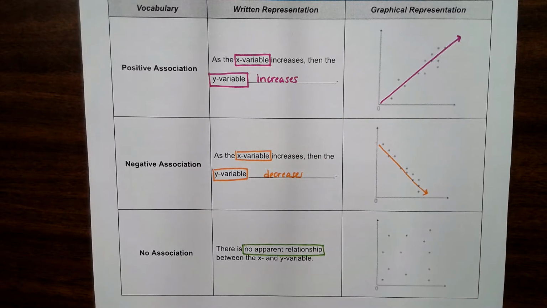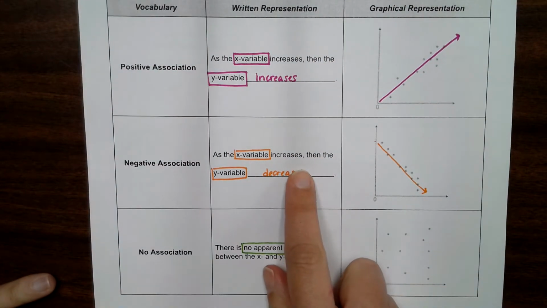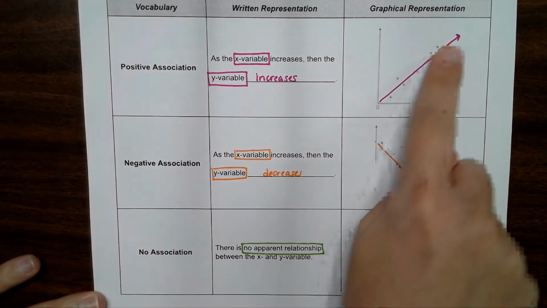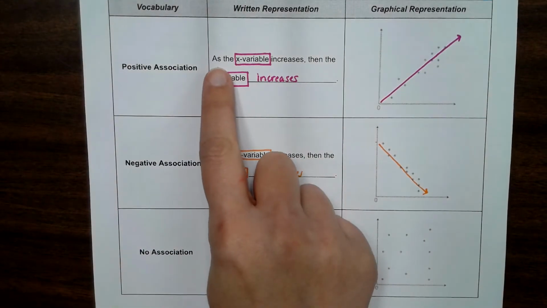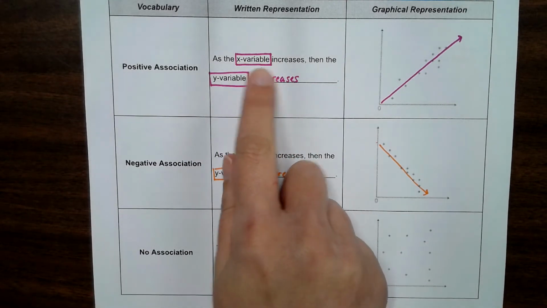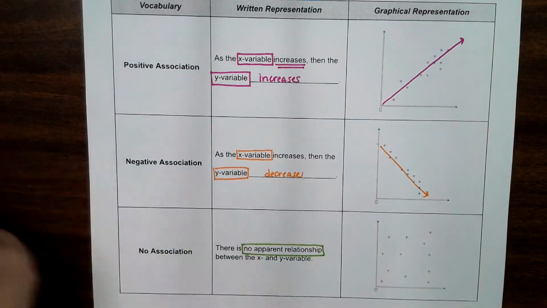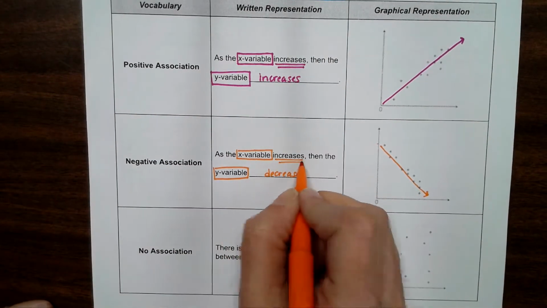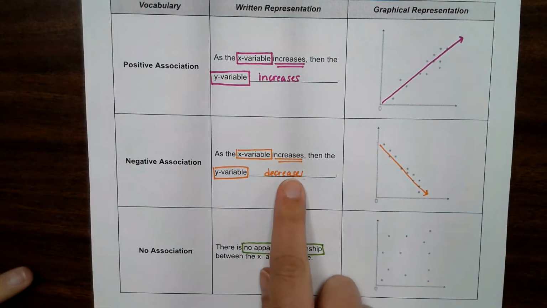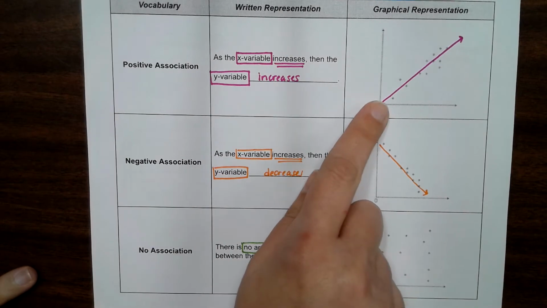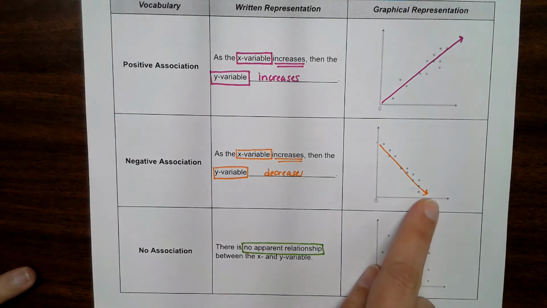Now, when we use words to describe these relationships, these are the sentence frames we want you guys to use. So, if we notice that the graph is going uphill, it seems to have a positive association, we would say as the whatever the x variable stands for increases. And you'll notice that in both of these sentences, the x is always increasing. Then the y variable either increases or decreases. We would use increases for when these relationships have a positive association, and we would use decreases when it has a negative association.